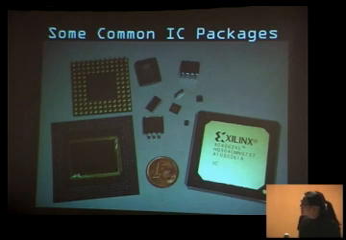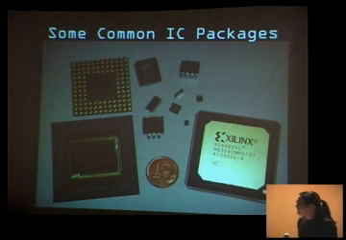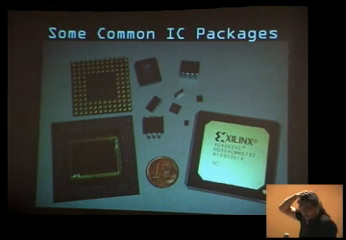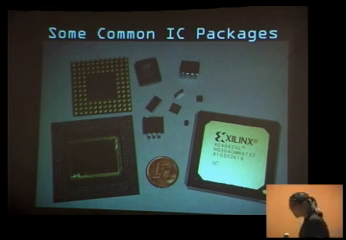So here's some common IC packages. These are all chips of various forms. I kind of tried to pull out some of the more interesting ones. On the left-hand side is a BGA and a pin grid array. Across the top is a plastic leaded chip carrier, and then the traditional DIP package. A really interesting one that's become really popular lately.